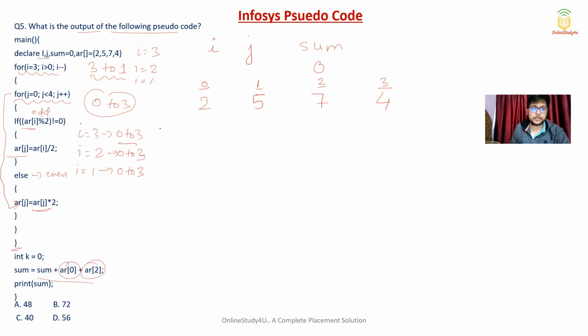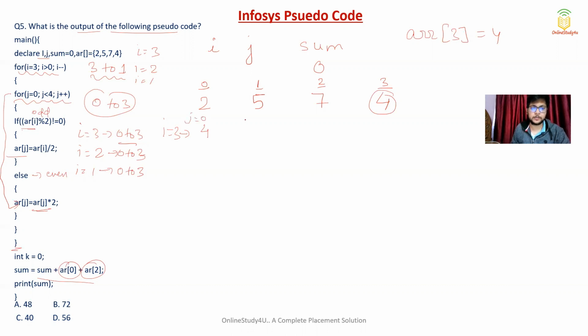Fine. Let's compute this. When i is equal to 3, what is the value of array of 3? Array of 3 is 4. So this is my first iteration when i is 3. For j is equal to 0, I'll check if array of i, that is if 4, is odd or not. It is not, it is even. So I have to do array of j equal to array of j into 2. Basically, I have to double the value. So array of 0 is equal to array of 0 into 2. It will become 4.